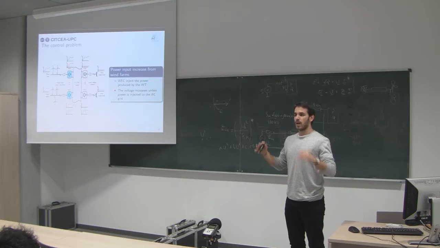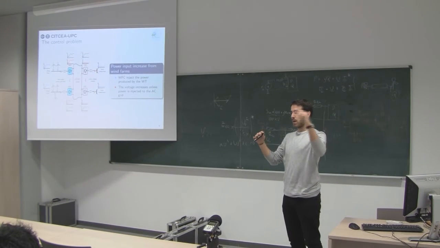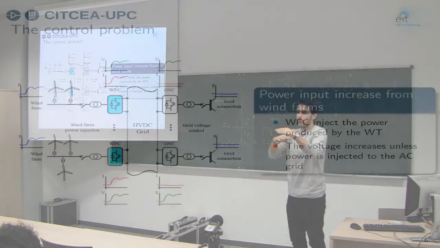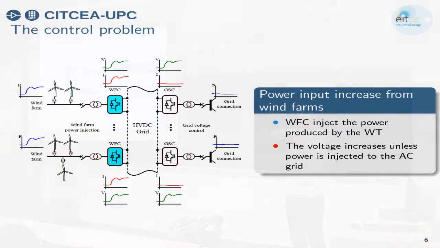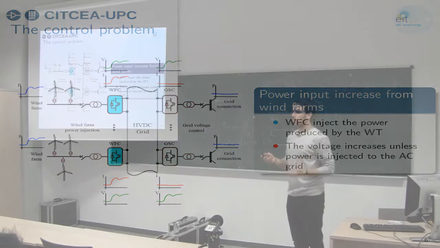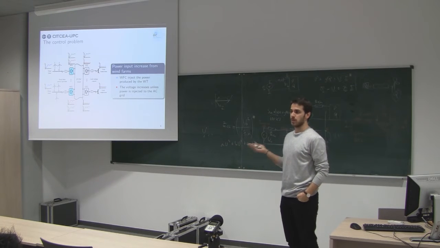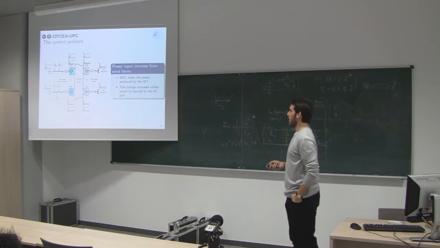This is like a water tank. If we are introducing some energy there and we are not extracting water from the tank, the tank water level is going up. The same happens with the voltage. If we don't extract that power, the voltage starts to rise. If we keep this for a few seconds, we will blow up the whole multi-terminal grid, which is not really desirable, of course.